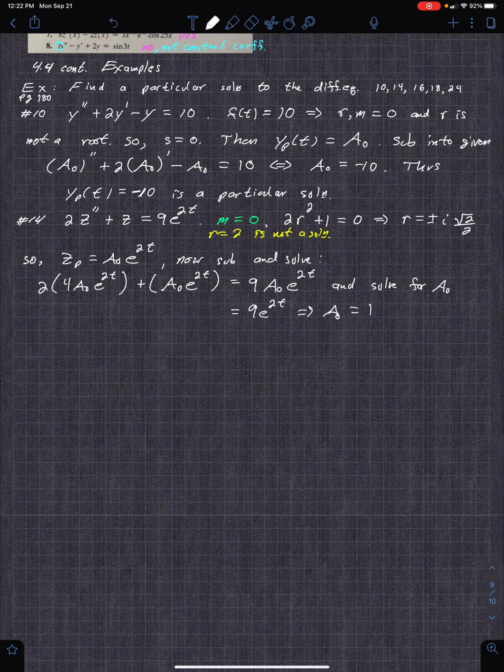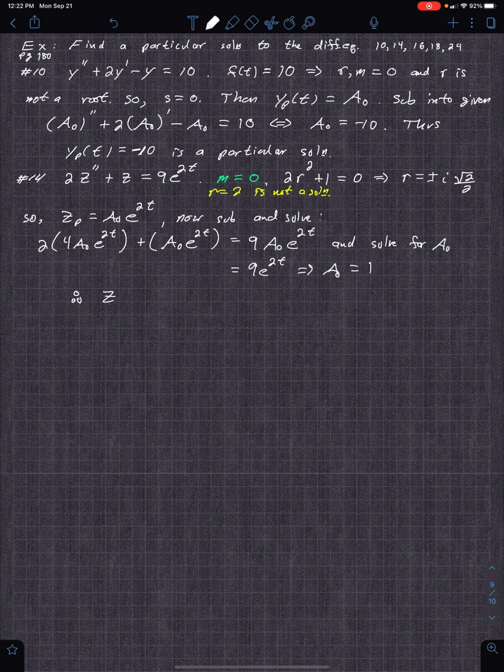So that's it. Okay, so that's your solution. So therefore, the particular solution is equal to just e to the 2t. Okay, and you can check it. All you have to do to check these solutions is substitute back into the original.